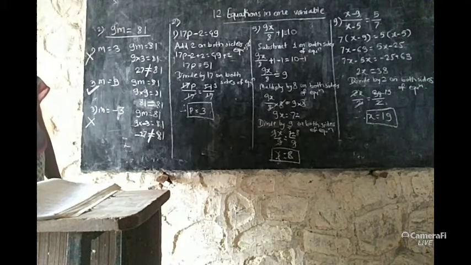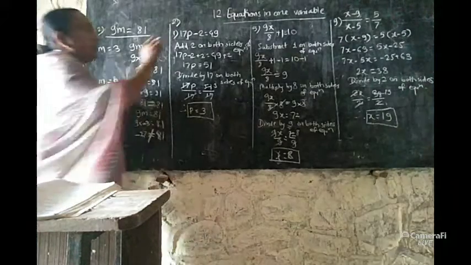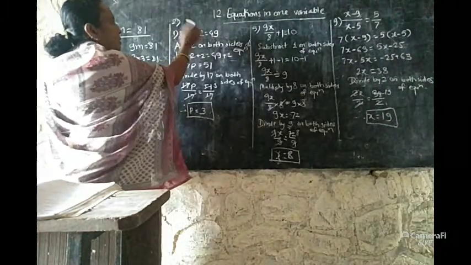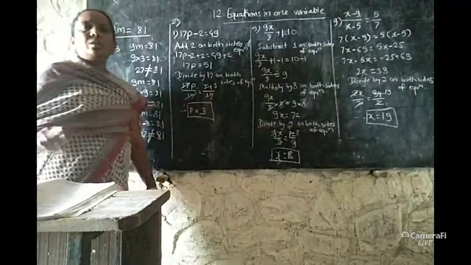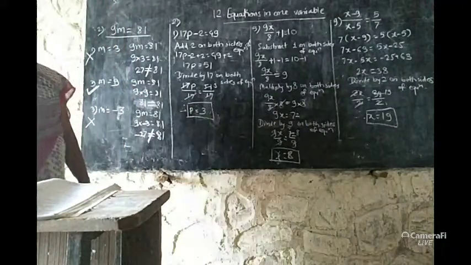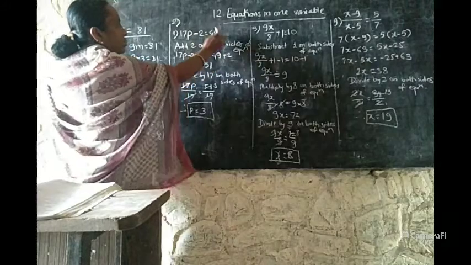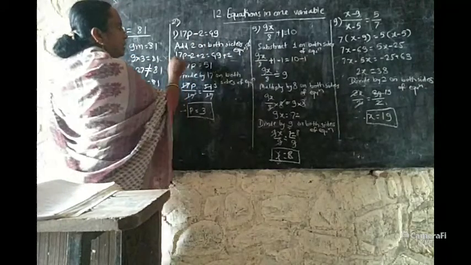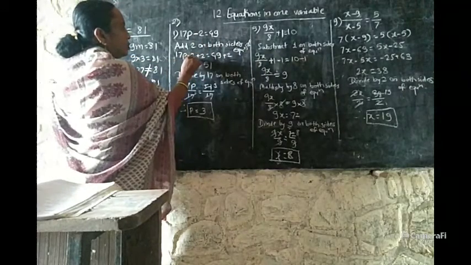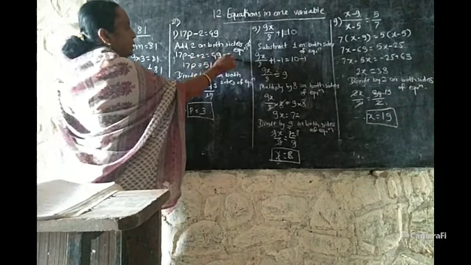17p minus 2 is equal to 49. Here subtraction is done, so we have to remove this number. So we do the opposite action with the same number. So here add 2 on both sides of the equation. We have to add 2 on both sides of the equation. Write in equation 17p minus 2 plus 2 is equal to 49 plus 2.